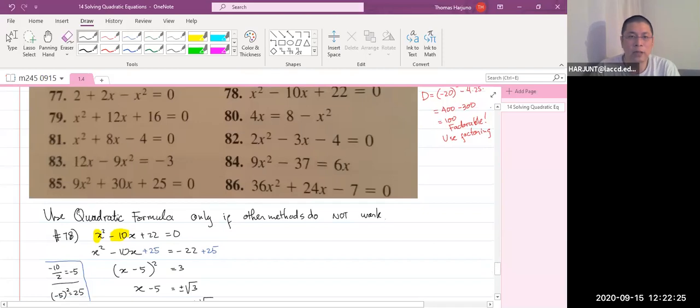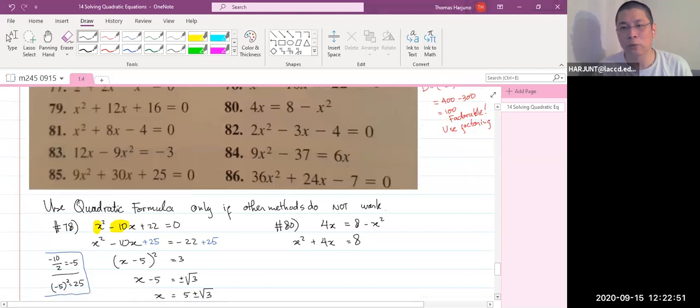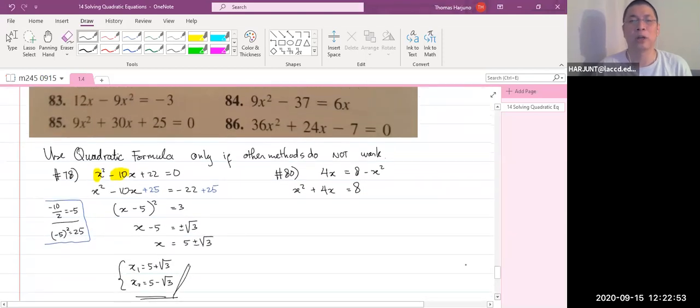That's number 78. Let me ask you to try number 80. Number 80, we have 4x equals to 8 minus x squared. I move the x squared to see that it is actually better done by completing the square method. So apply completing the square method. I give you 2 minutes. Try it, please.